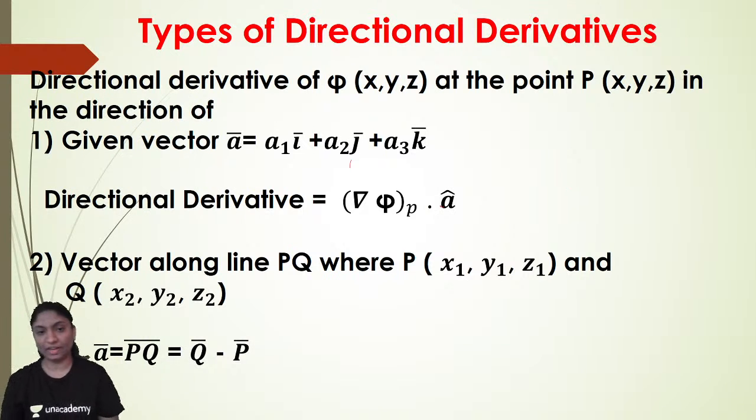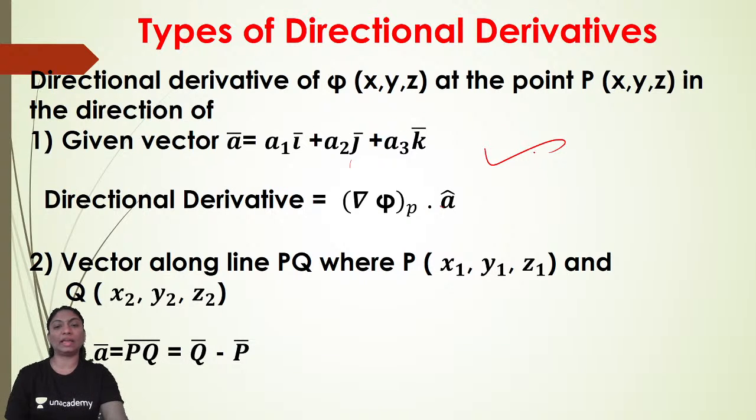Your first point: when the vector a bar is directly given to you, how to find out the directional derivative? Now see, when the vector is along the line PQ, where P is (x1, y1, z1) and Q is (x2, y2, z2) are given, then a bar is equal to PQ bar, where PQ bar is equal to Q bar minus P bar. Okay. What do you mean by PQ bar? PQ bar is equal to a bar is equal to Q bar minus P bar. Here the vector a bar is not directly given, but the points are given. You can find out that vector a bar is equal to PQ bar, where PQ bar is equal to Q bar minus P bar.